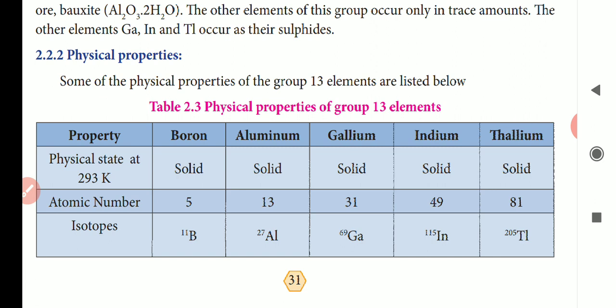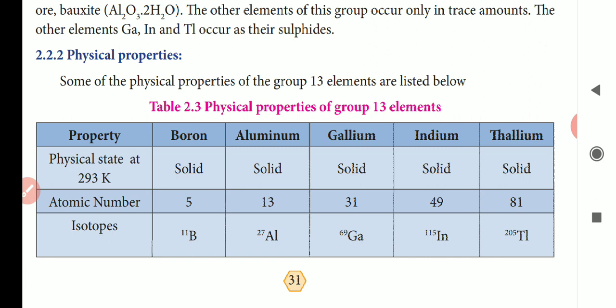Then indium-115 is also present in the maximum amount in the earth's crust. For thallium, there is thallium-205. These isotopes are present majorly in the earth's crust, so they are considered the main isotopes. Are you able to understand that?